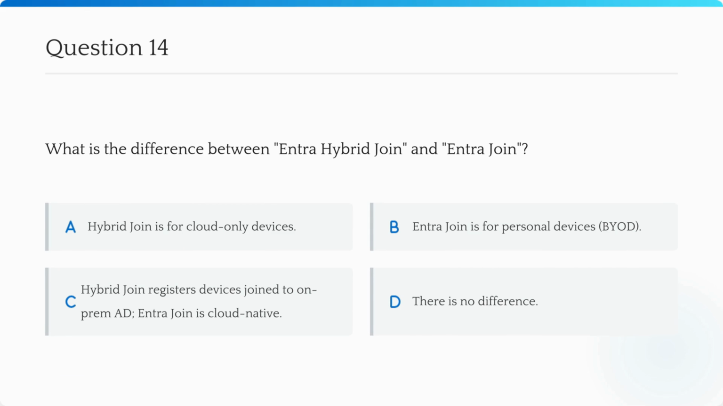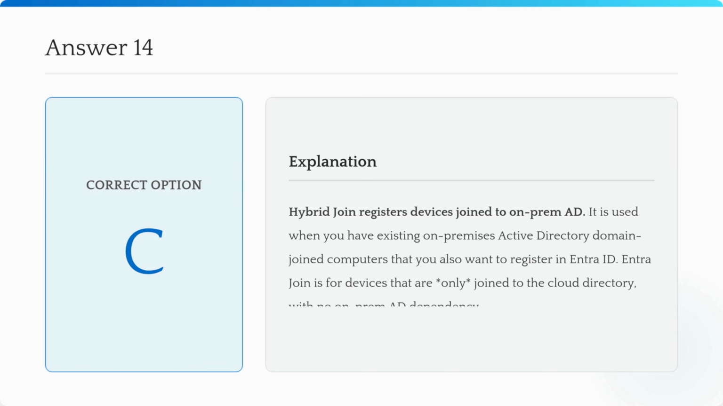What is the difference between Entra Hybrid Join and Entra Join? The answer is C. Hybrid Join is for devices that are joined to your on-premises Active Directory and registered in the cloud. Entra Join is for cloud-native devices with no dependence on on-prem AD.